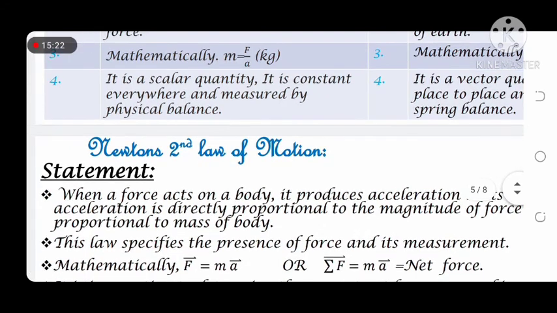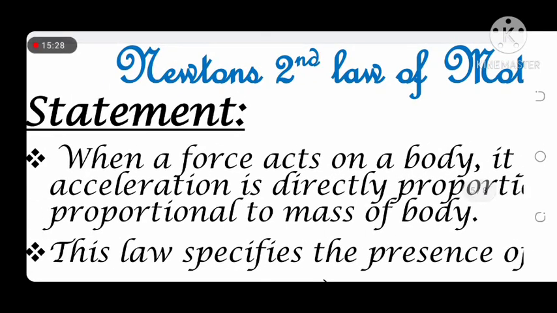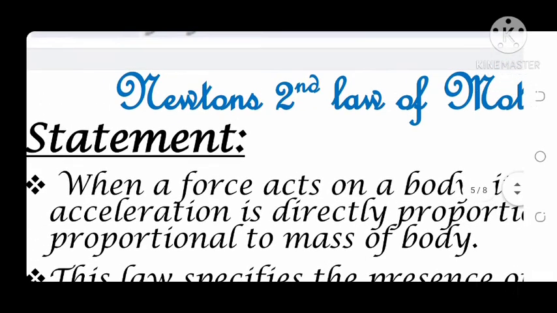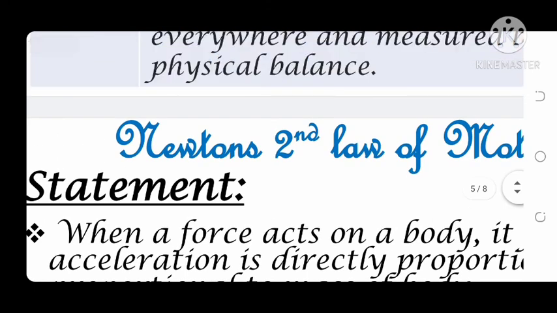Now Newton's second law of motion. First of all, we want to see the statement. One thing to remember, dear students, is the difference between first law and second law. When we quote the first law of Newton, it means no force is present there, or force is zero, which means the body is at rest or moving with uniform velocity, and acceleration is zero.